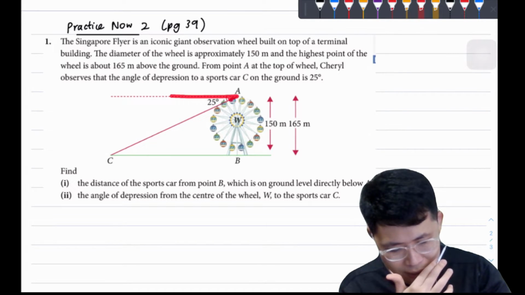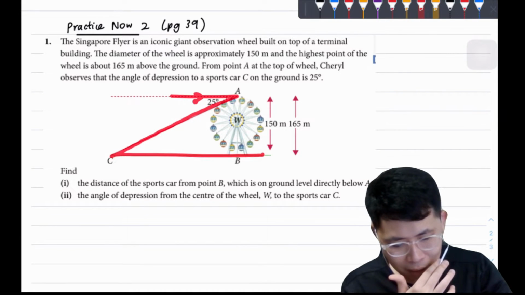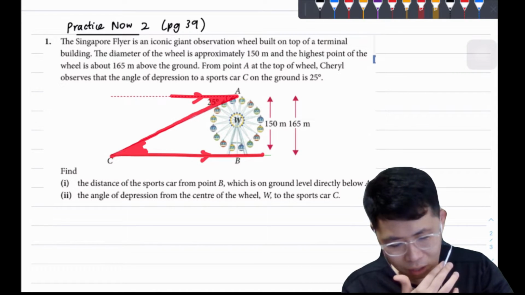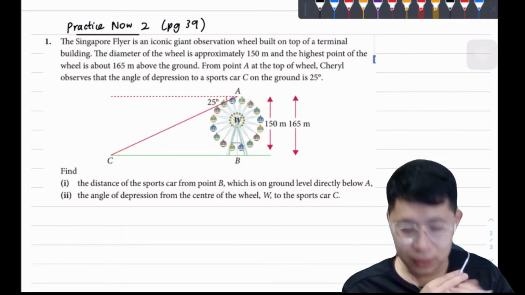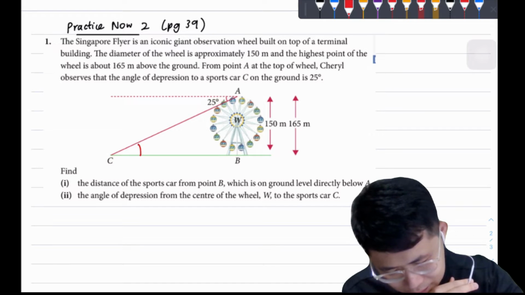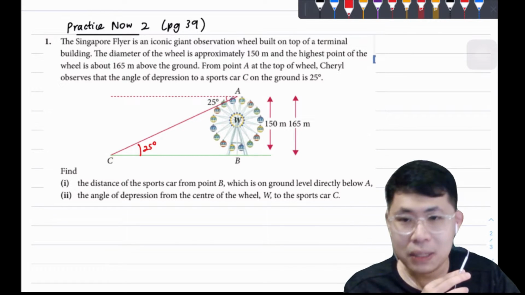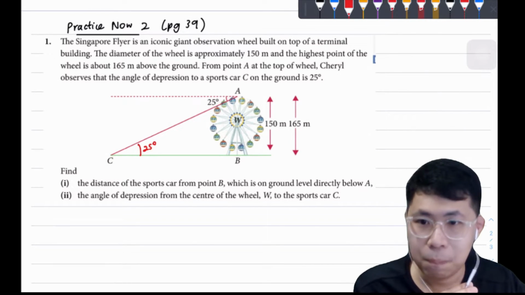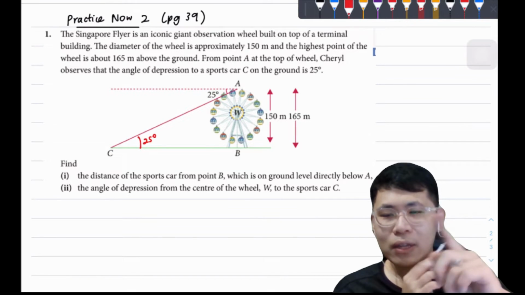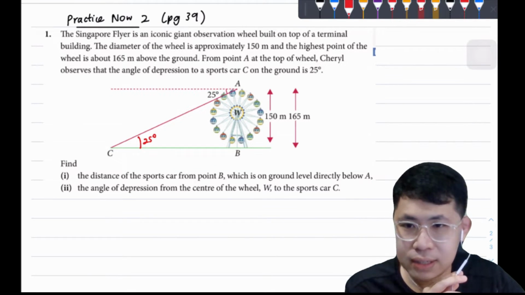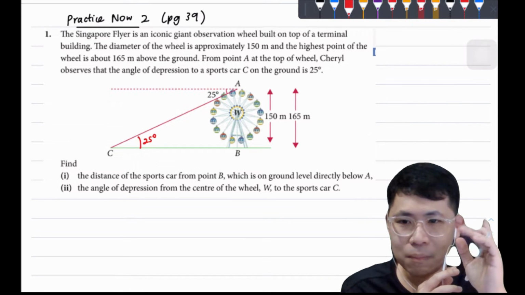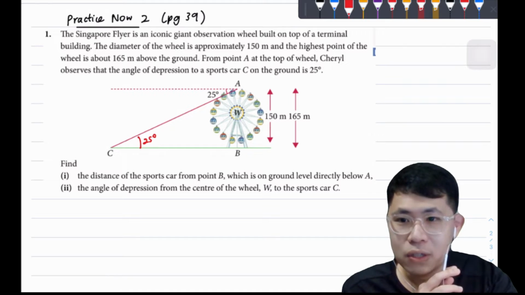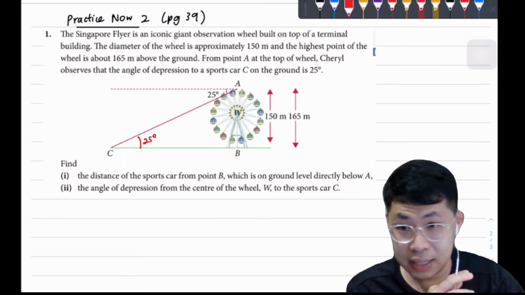And as you can see, this actually forms a parallel line. Because of this, we have a set of alternate angles over here. Do you see? So this means this angle over here would also be 25 degrees. Now knowing that this is 25 degrees, let us try to find BC, the distance of the sports car from point B, which is BC.